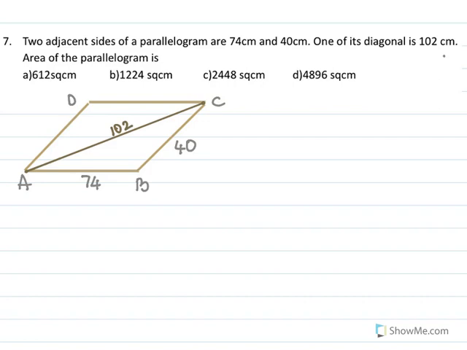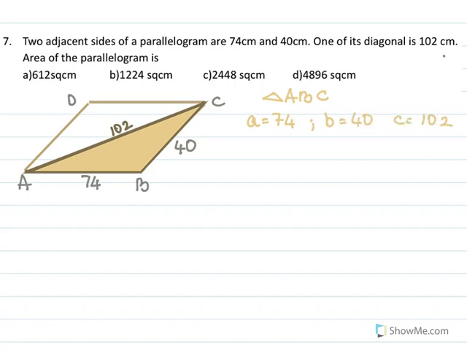So in the first part, we will find the area of triangle ABC. So here is triangle ABC. The three sides, we see A is 74, B is 40, and C is 102. We find the semi-perimeter, A plus B plus C divided by 2, and that is 74 plus 40 plus 102 divided by 2, which works as 216 divided by 2, that is 108. So that is our S.